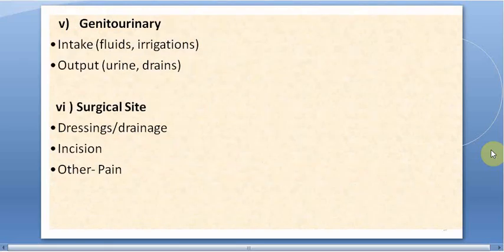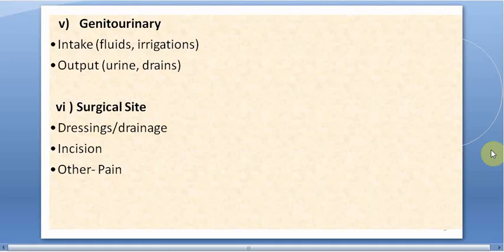Next comes genitourinary. Under that, you have to monitor the intake and output of the patient. How much fluids were given, what type of IV fluids were given, whether total parenteral nutrition was given, what medications were given, what the output is, what the output in the drain is, and what the color of the output is. Everything has to be recorded.